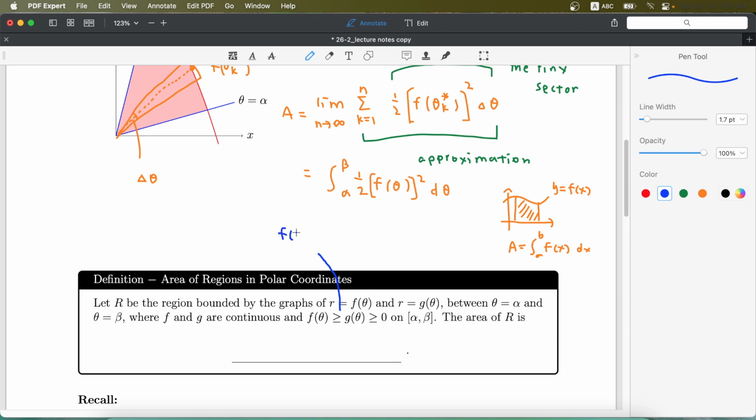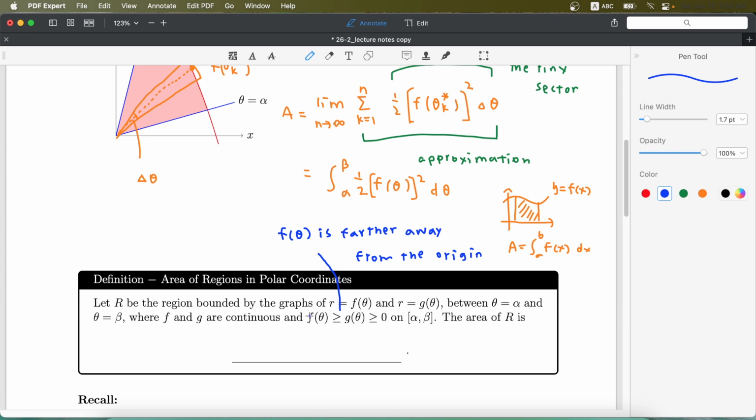This means f of theta is farther away from the origin. So you can call f of theta the outside curve, okay? Because notice that f of theta represents the radius, g of theta represents the radius. So if the radius on this graph is greater than the radius on this graph, that means this graph is, of course, farther away from the origin, okay?